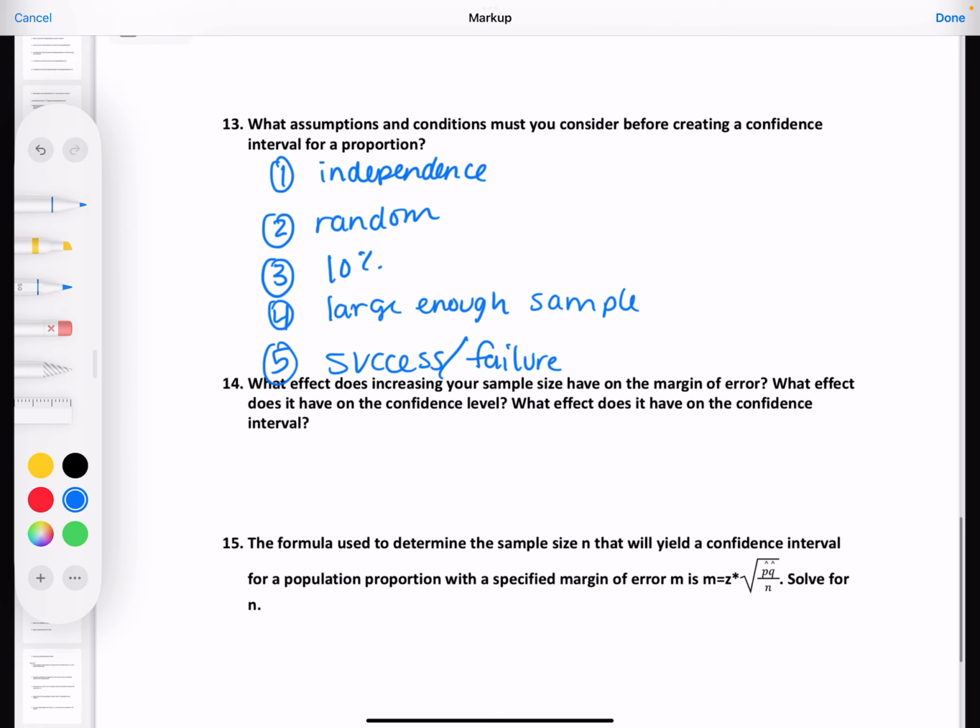What effect does increasing your sample size have on the margin of error, and what effect does it have on the confidence level, and then what effect does it have on the confidence interval? So as n increases, margin of error decreases, confidence interval becomes smaller or more precise.